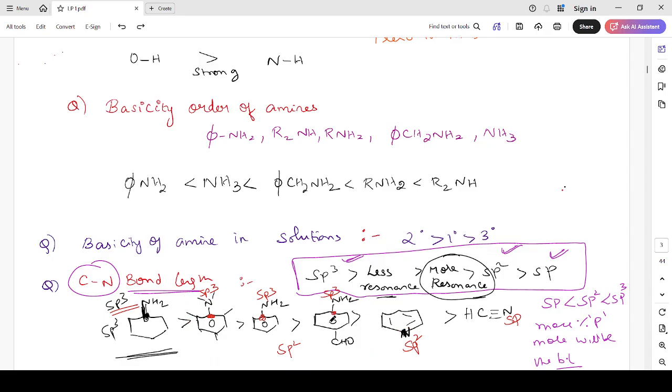Okay, then what are the other cases? But why did you keep it less than sp3? Here also nitrogen is sp3. Here also nitrogen is sp3. But why did you put it less carbon nitrogen bond length? Because these nitrogen's lone pair is going to get involved in the resonance. So let me consider this molecule at first.